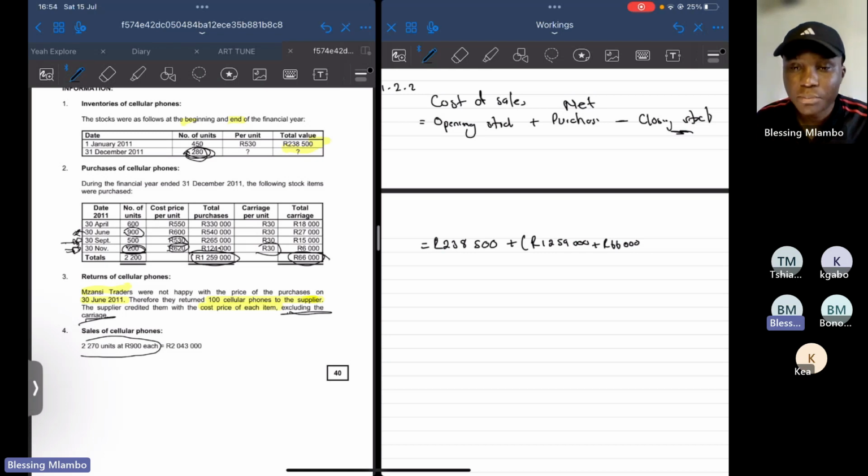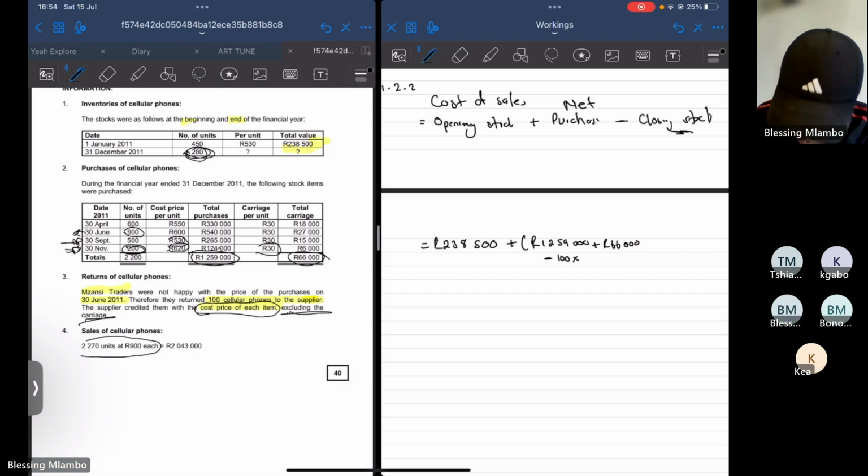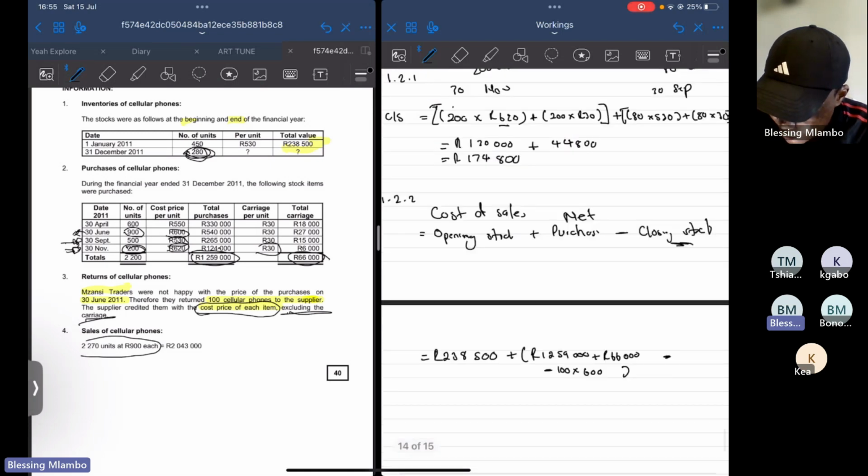But remember, we're looking for net purchases after the returns. So we must go and subtract the 100 units that were returned. But remember, they only refunded them with what? Only the cost price of each item, not the carriage fee. So we're not going to subtract the carriage fee related to those 100 units. We're only going to subtract the 100 units multiplied by the cost price per unit, which was 600, and that's how you get your net purchases. And in total, after that, you minus your closing stock, which we calculated here as 174,800.